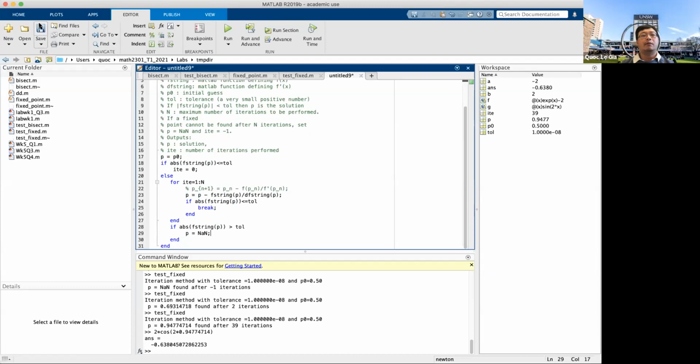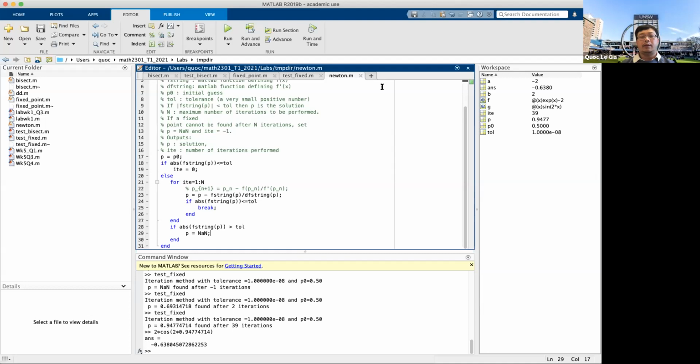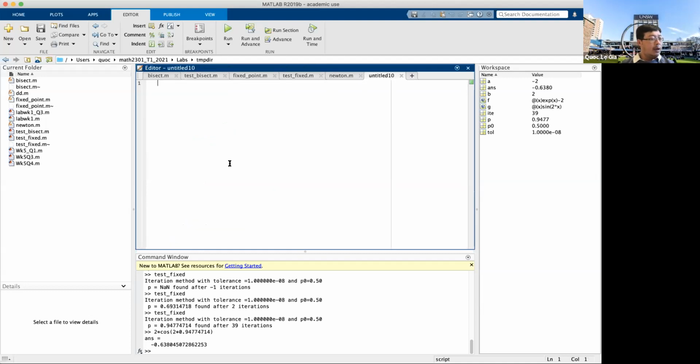Okay, so now we have to test this. First we have to save this, so save as Newton. And now the next question is, we will check the Newton method. So you see that we are given the function. First the question says to plot the function: you plot y equals sine 2x minus x plus 0.5.